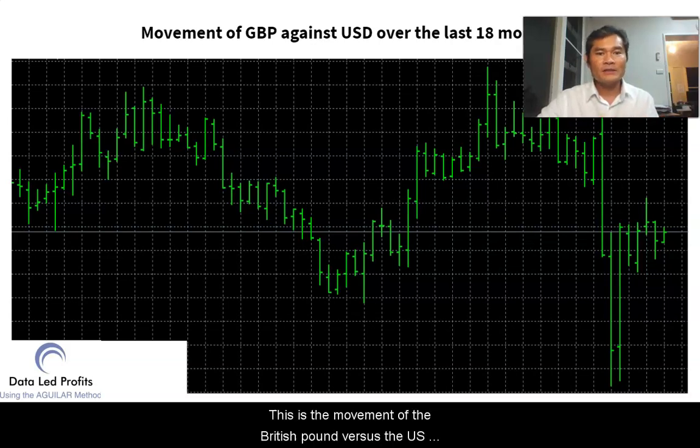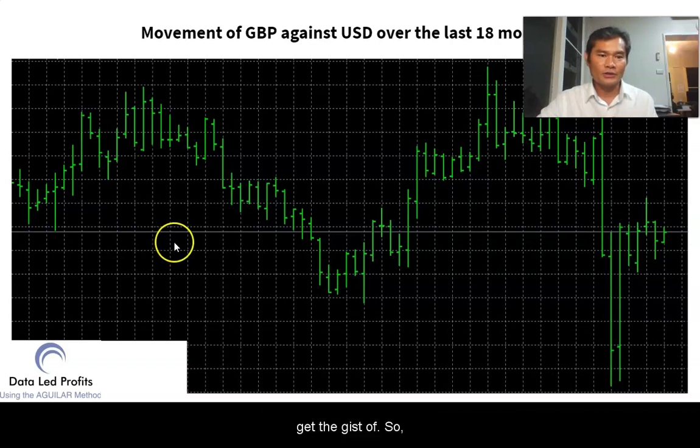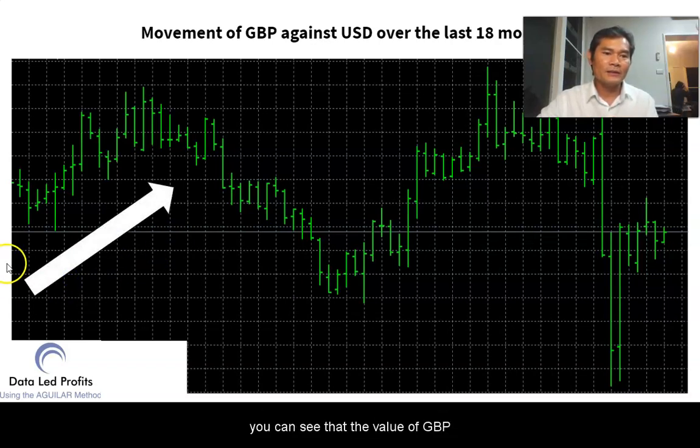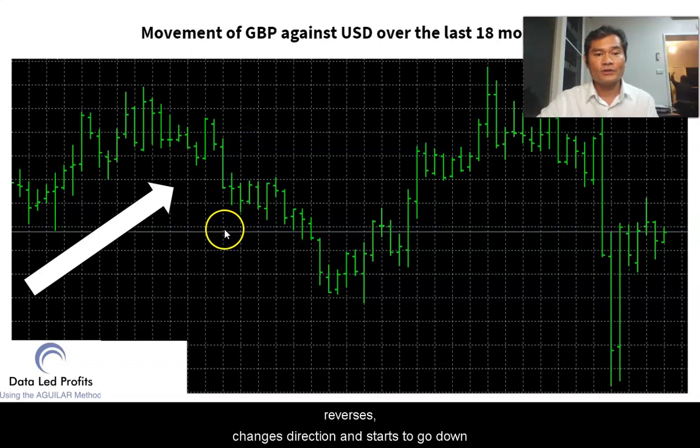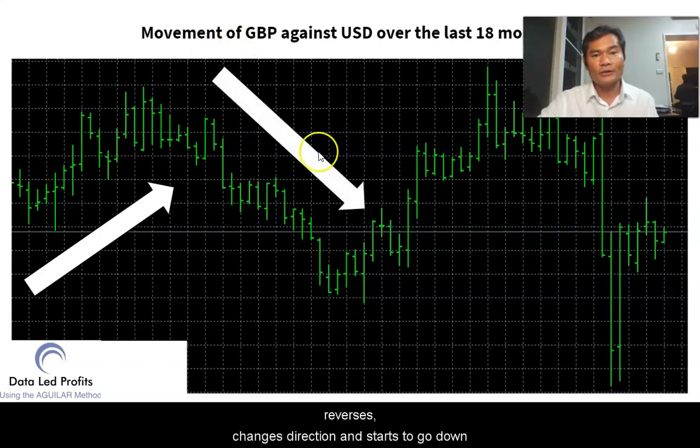Now, the main thing that I want you to get from this picture at the moment is the movement. This is the movement of the British pounds versus the US dollar over the last 18 months. It's the shape of the object in front of you that I want you to get the gist of. So if you look at the start of the chart, you can see that the value of GBP is going up, and then it reverses, changes direction, and starts to go down.